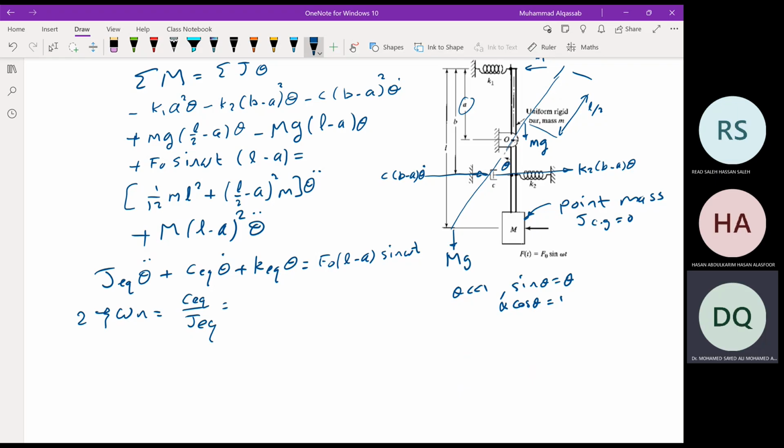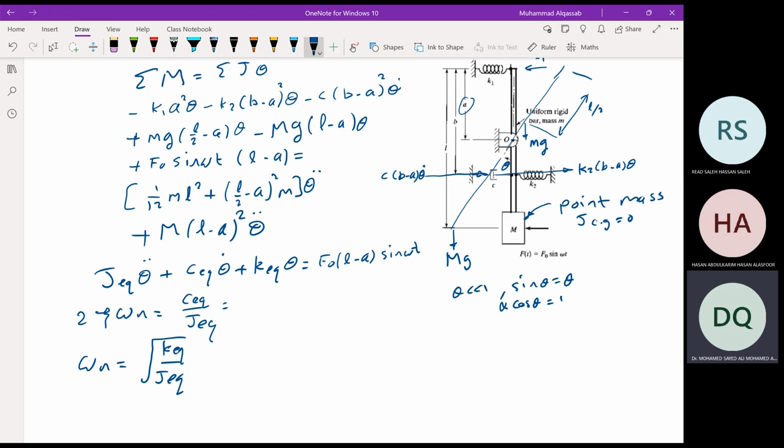And from here you will find C, because theta is known. Omega n is the square root of K equivalent divided by J equivalent. And for omega n, everything is known because it is not a function of C. The only unknown here is C in those two equations. So you can find C because zeta is given equal to 0.2.